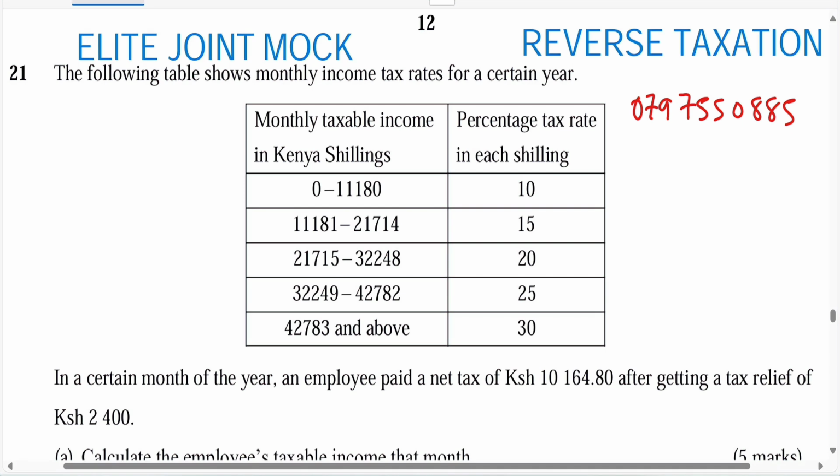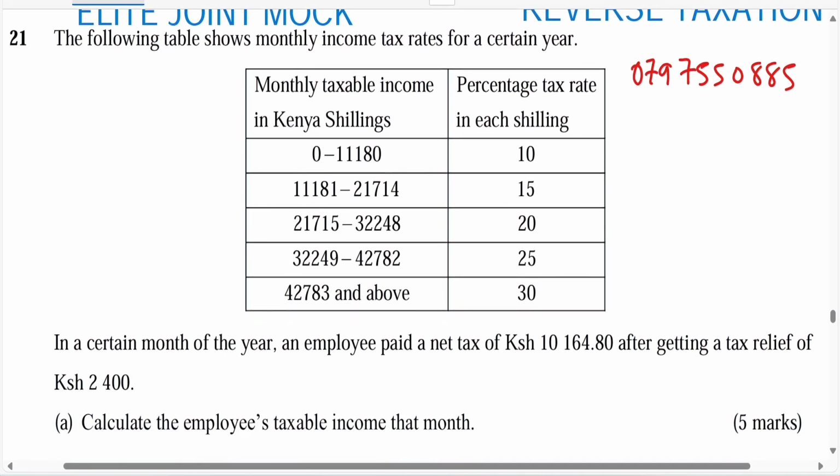The question says the following table shows monthly income tax rates for a certain year. The monthly taxable income in Kenya shillings ni hizo, and the percentage tax rate in each shilling is as follows. In a certain month of the year, an employee paid a net tax of 10,164.80 after getting a tax relief of 2,400 Kenya shillings. The first question asks you to calculate the employee's taxable income that month.